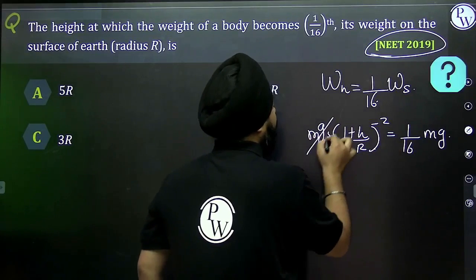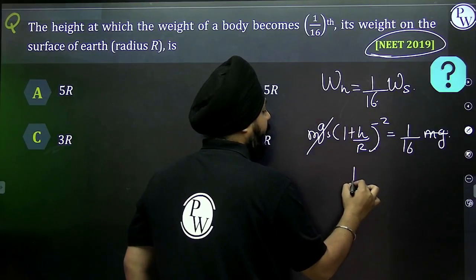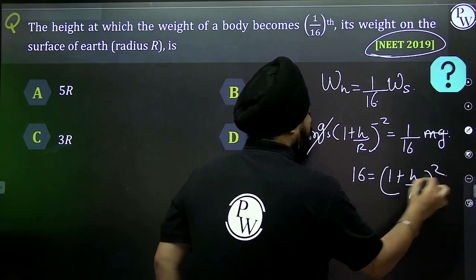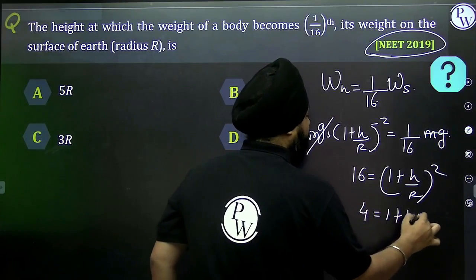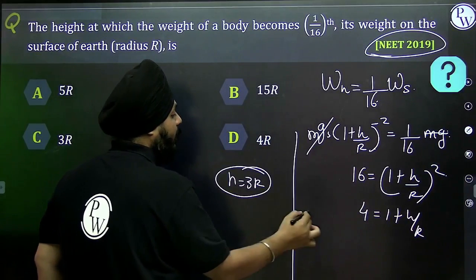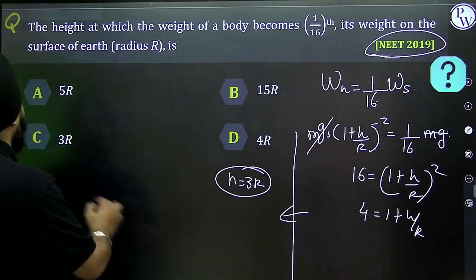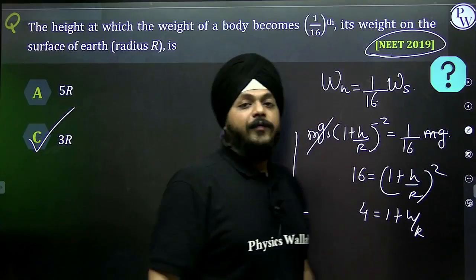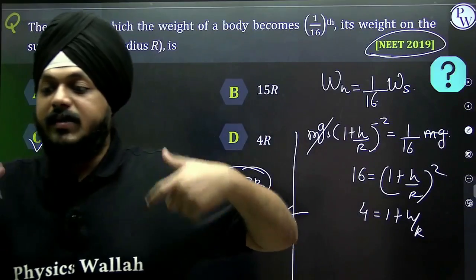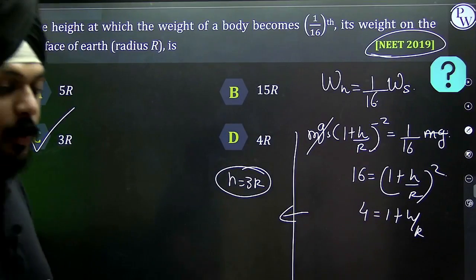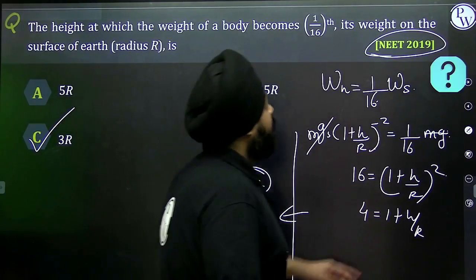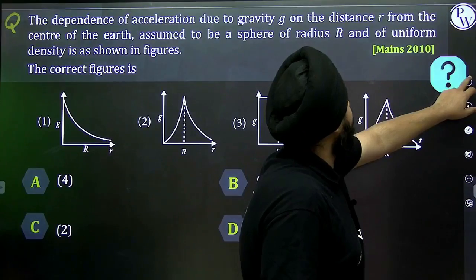So this mg is going to cancel. So we are getting 16 equal to (1 plus h by R) whole square, so 4 equals 1 plus h by R, and we are getting the h value as 3R. So at the height 3R, we are getting our weight reduced by 1/16th. So this was all about the gravitational acceleration.